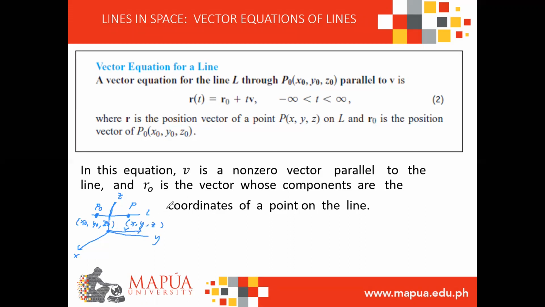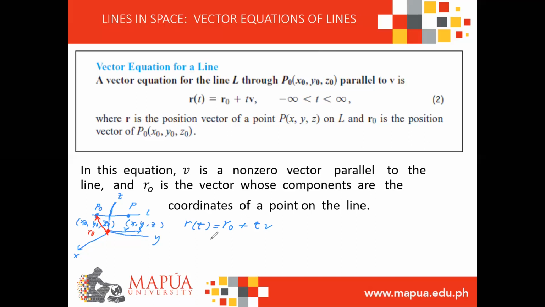This is your vector v. And in finding the equation of your line L in vector form, we have r of t equal to r sub 0 plus tv. Here, r sub 0 is the vector from the initial point, which is the origin, to P sub 0. So this is your vector r sub 0.